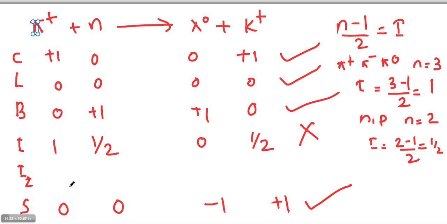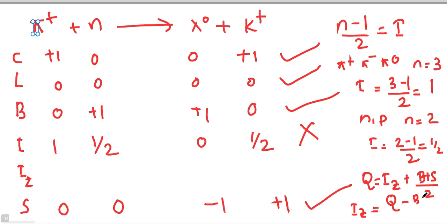Now let us see IZ. So we already know the expression for IZ because Q is equal to IZ plus B plus S by 2, or IZ equal to Q minus B plus S by 2. Now how will you calculate Q? Q is the charge. So let us take pi plus. What is the charge of pi plus? It is plus 1. Plus 1 minus B plus S, which is 0. Therefore the IZ value of this is plus 1.